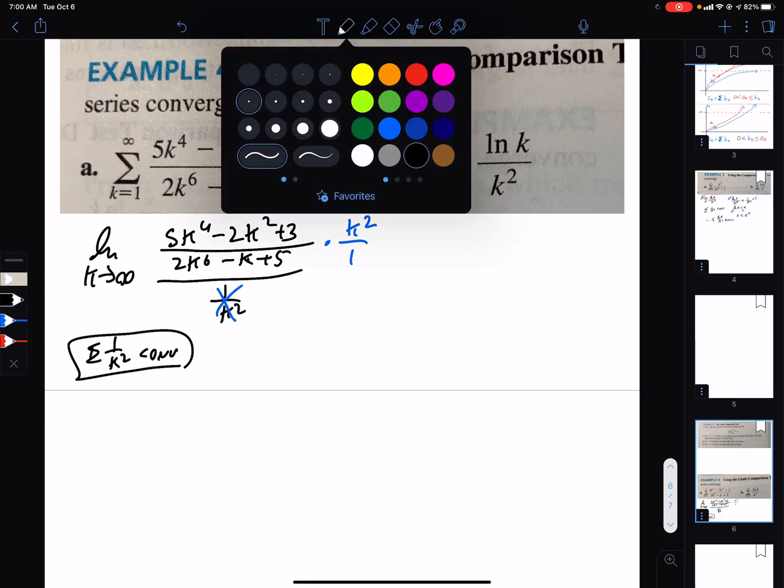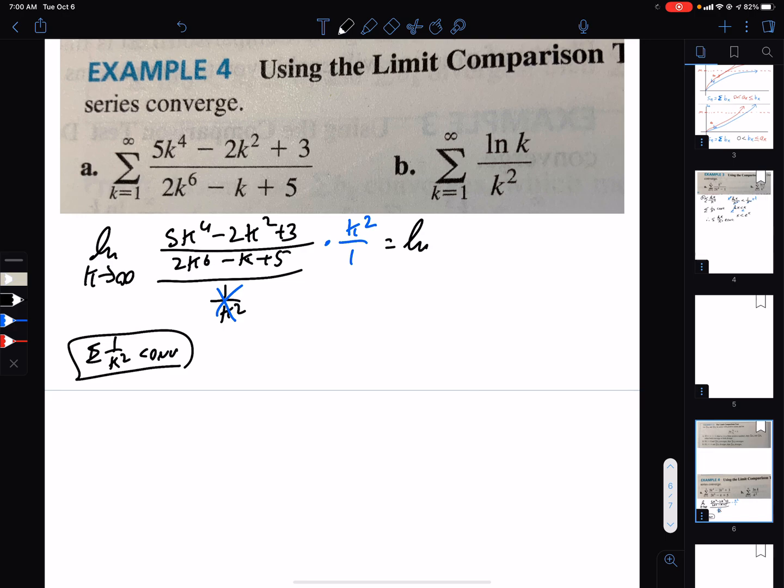And then I multiply this out. On top, we're going to have 5k to the 6th. I'm going to distribute this. Minus 2k to the 4th plus 3k squared. On the bottom, I get this.